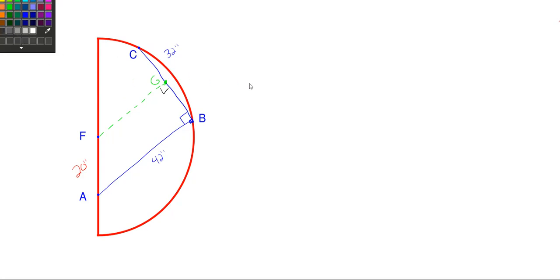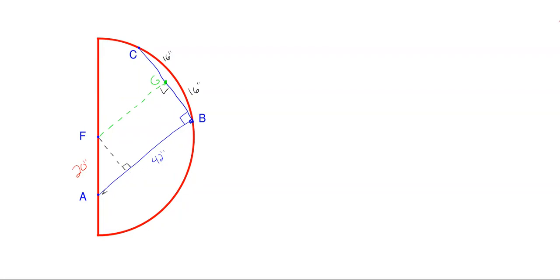So what we have here, since we have a perpendicular bisector, G to B is 16 inches, and now C to G is 16 inches. All righty. So let's draw another line and let's go from F and perpendicularly intersect here AB.